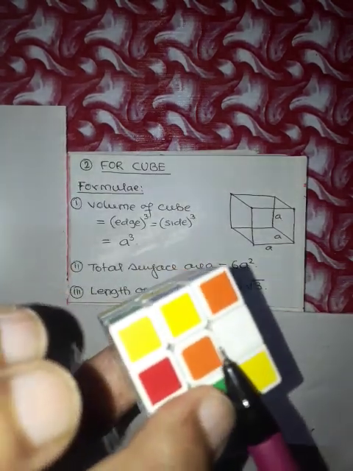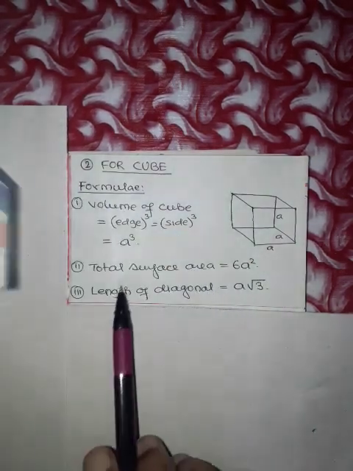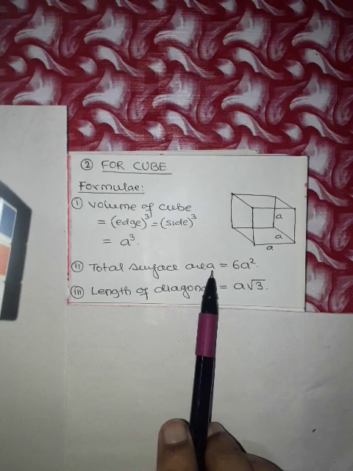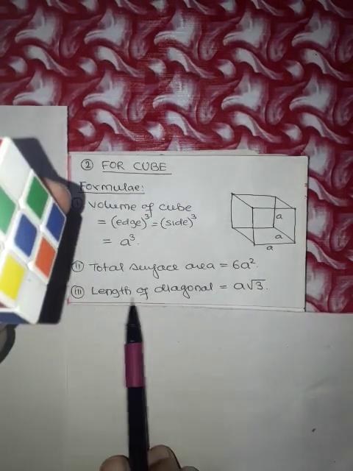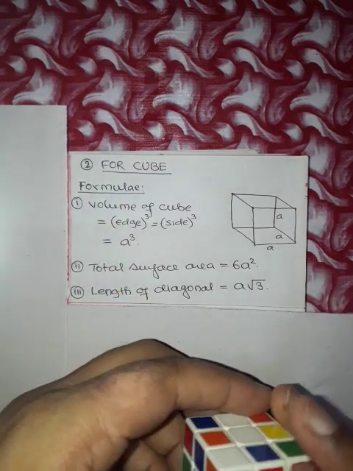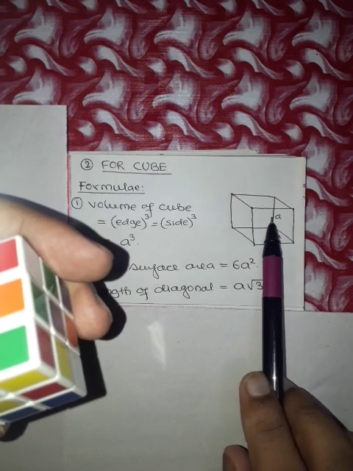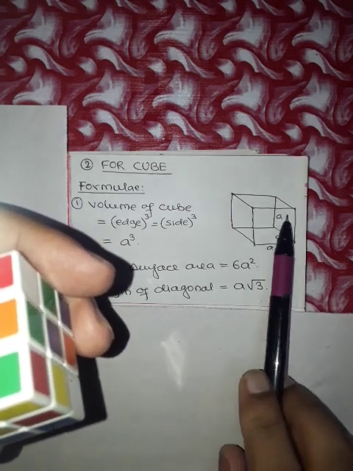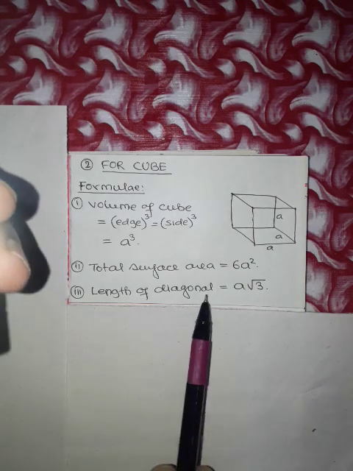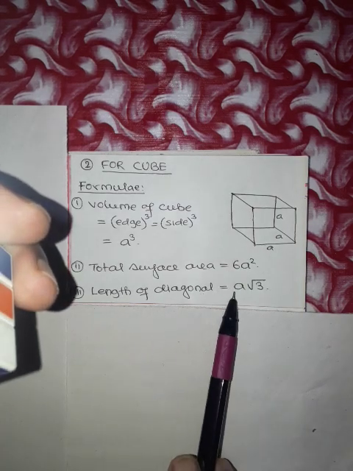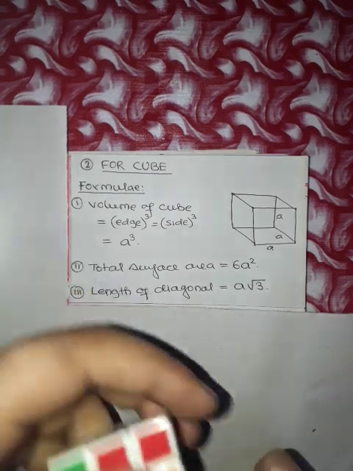How many faces are there? 1, 2, 3, 4, 5, 6. So the total surface area of a cube is 6a square. Similarly, as we have done in the cuboid, the length of the diagonal is equal to root over length square plus breadth square plus height square. Here length, breadth and height are the same, so directly you can write the length of the diagonal as a root 3.